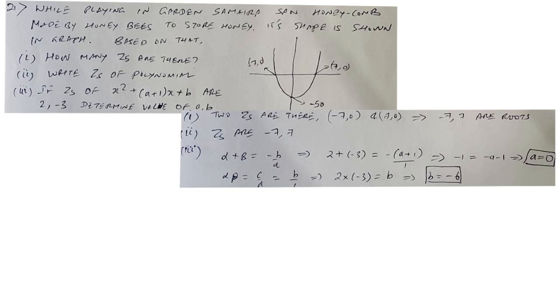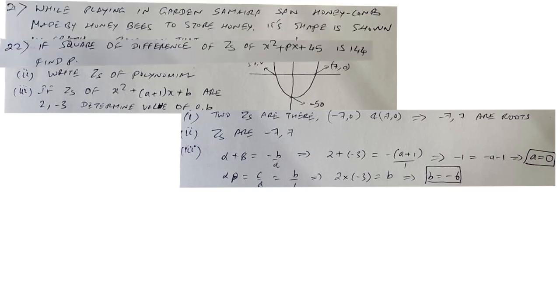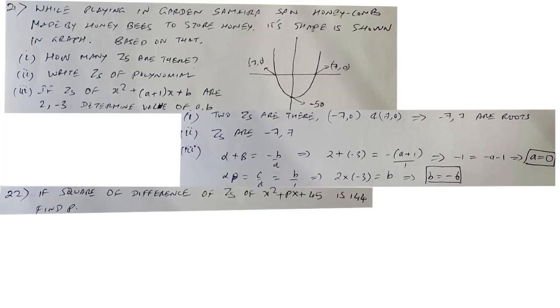Okay, and we also know that alpha beta is equal to c by a. What is c in our case? b. What is a in our case? 1. Right? And the product of our roots is 2 into minus 3, which implies b is equal to minus 6. Okay, so the value of a is 0 and b is minus 6. That is the answer for the third part.